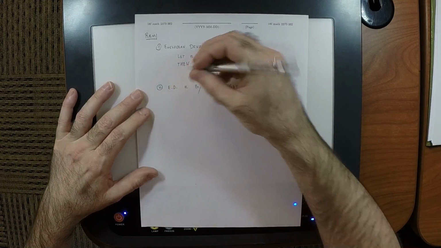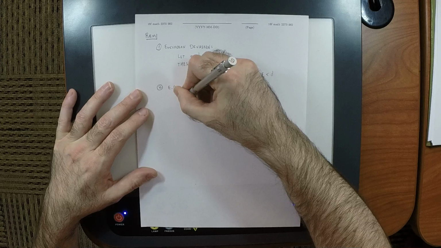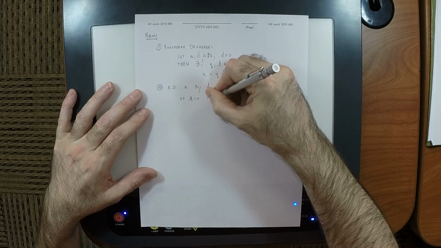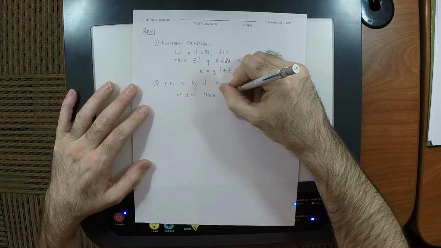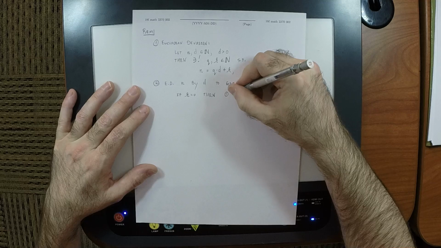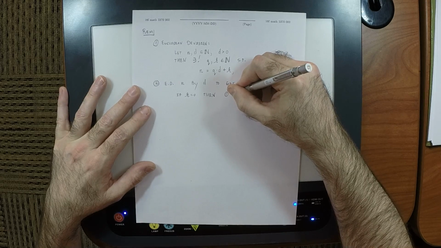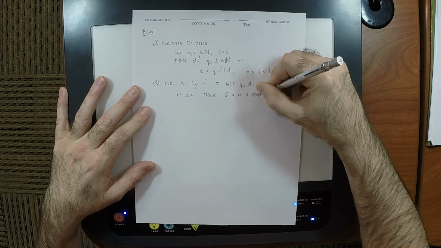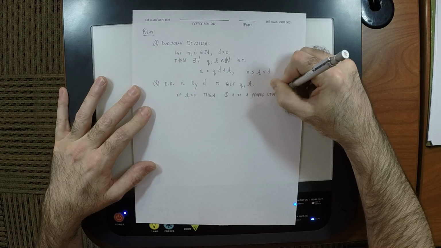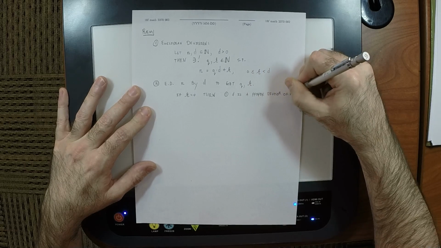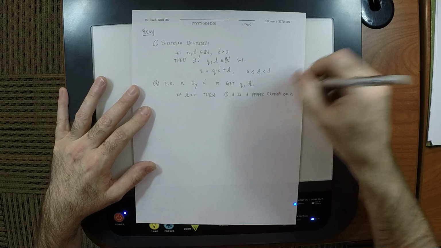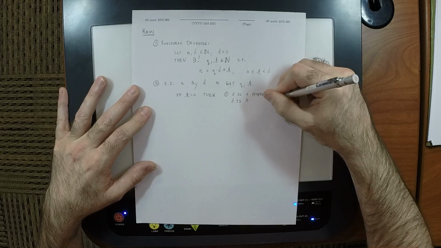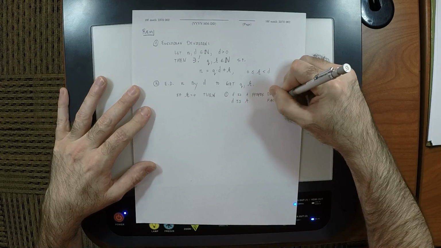So if R is 0, then you have the following consequences. So in language you say that D is a proper divisor of n. Or instead of saying a proper divisor, you could say D is a factor. Those are synonyms.